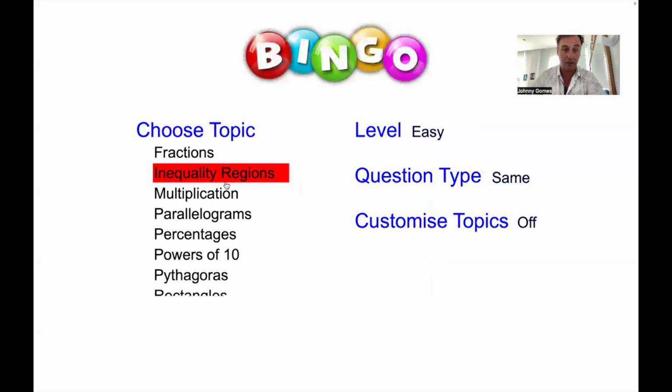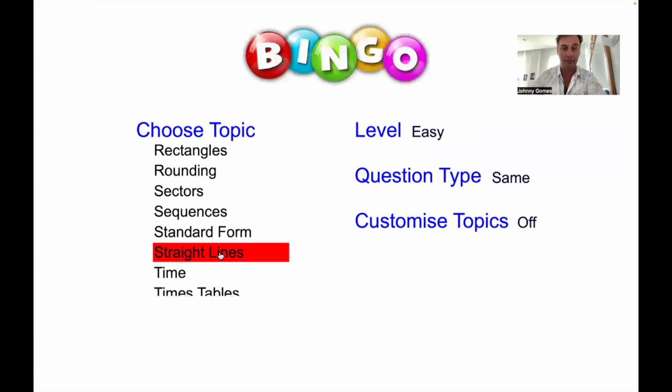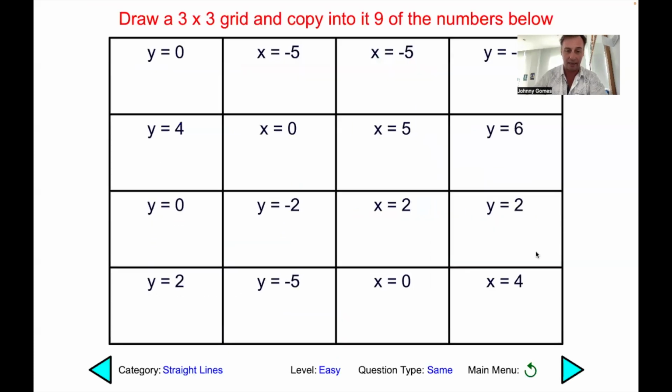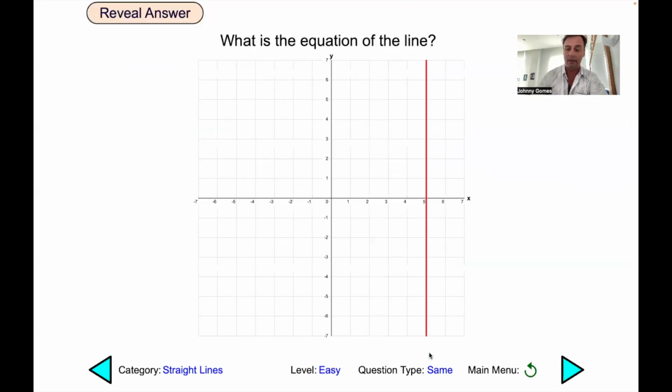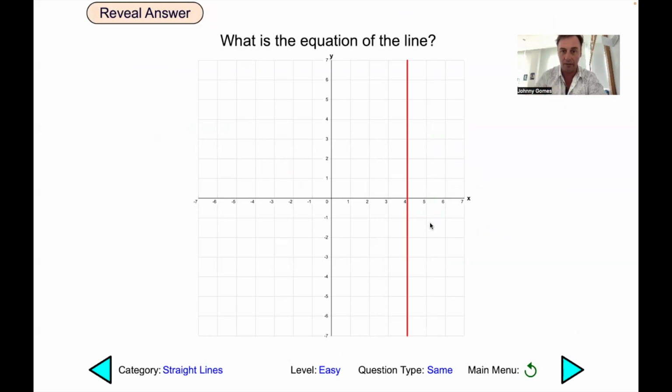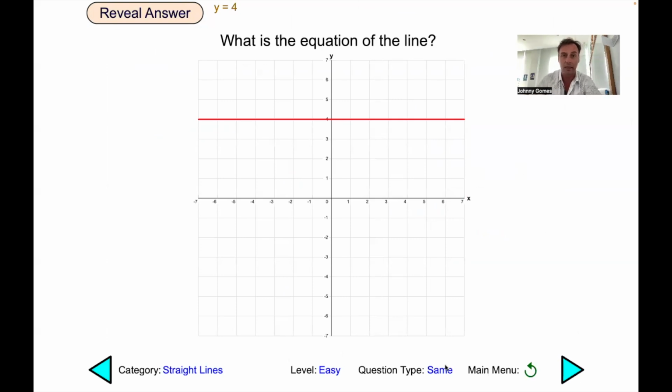Now, where else are we? Let's say a good one that I like is straight lines. I've got this on easy at the moment. You see straight lines, easy. And what this does is it just teaches students how to find the equation of a vertical line or a horizontal line, which is useful in itself for when you want to teach reflections. They have to be able to state the mirror line algebraically.